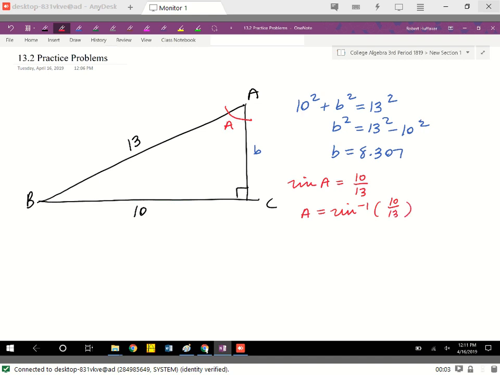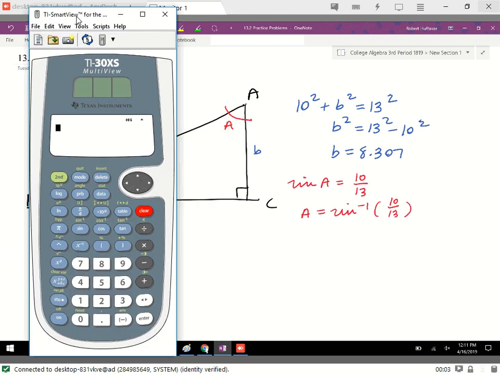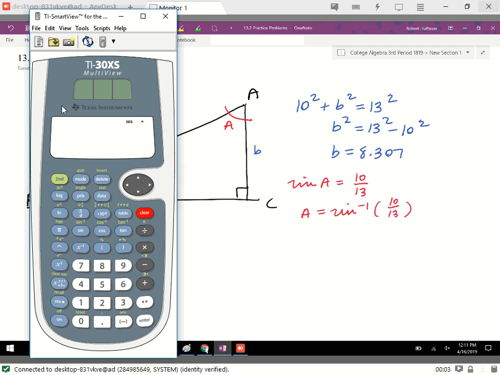Again, you bring back a calculator. There it is. And this is inverse sine of 10 divided by 13, and you get 50.285 degrees. Remember, your calculator needs to be in degree mode. 50.285.